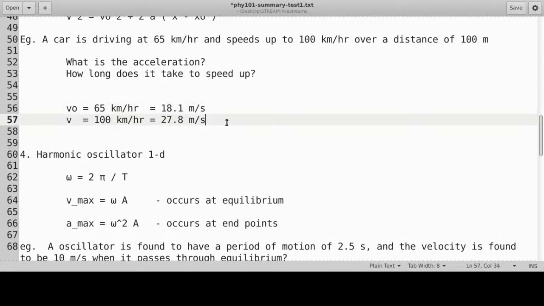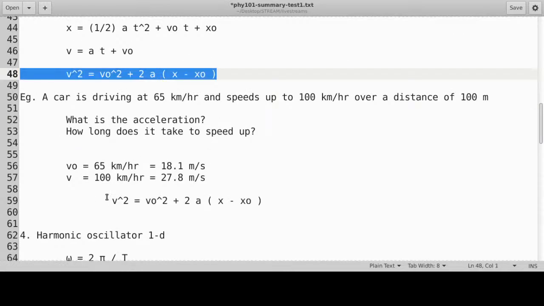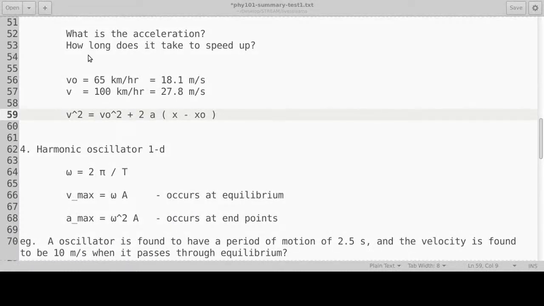All right, and so now here's the equation we're going to use. What are we trying to find? Well, the first question is, what is the acceleration? So we're trying to find a. We have v, we have v naught, and we're trying to find a. And you wonder, what is this x minus x naught?